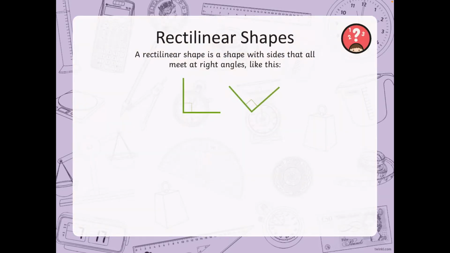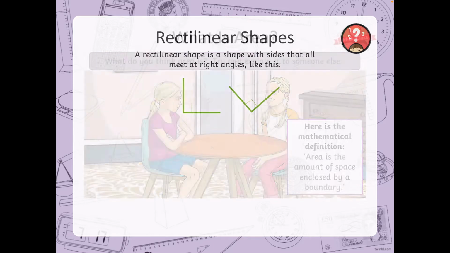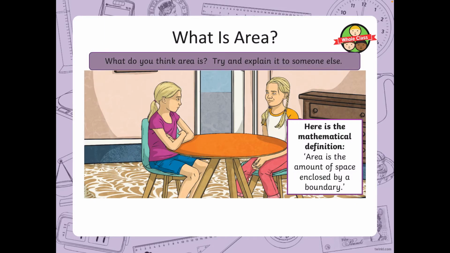So what is a rectilinear shape? Well, it's a shape with sides that all meet at right angles like this. So they have perfect corners. Okay, so what is area? Can you try and explain it to somebody else? What do you think area is?